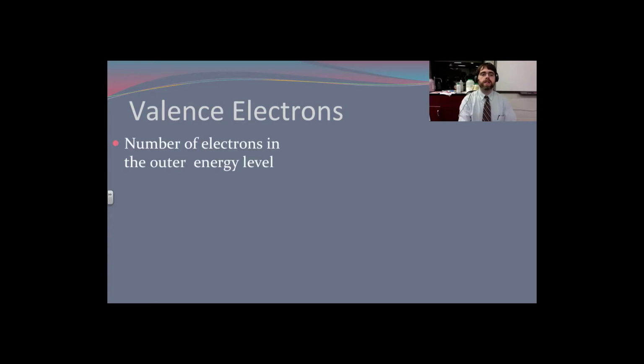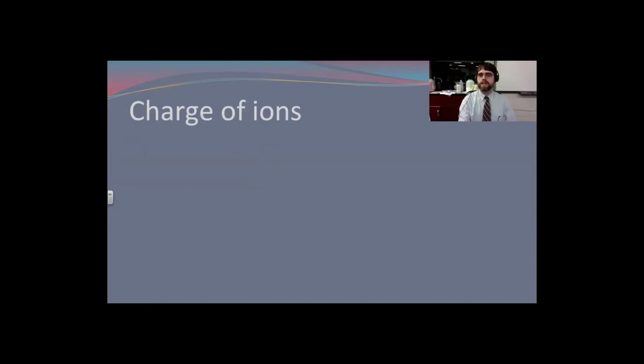Number of valence electrons is the number of electrons in the outermost energy level. Ignoring the transition metals here, as we go across, it increases by 1. As we go down, it stays the same.